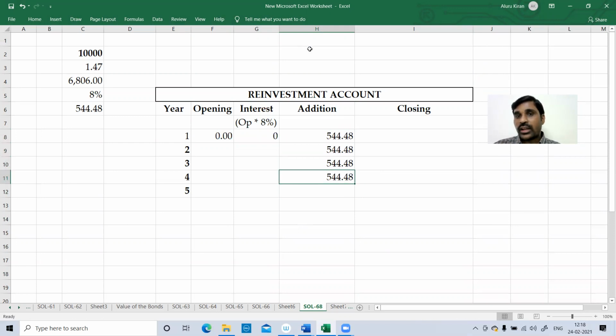This is 5th year ending. This investment is made at the end of the year. Made at year end. You understand? This is made at year end. 5th year ending, I don't reinvest.